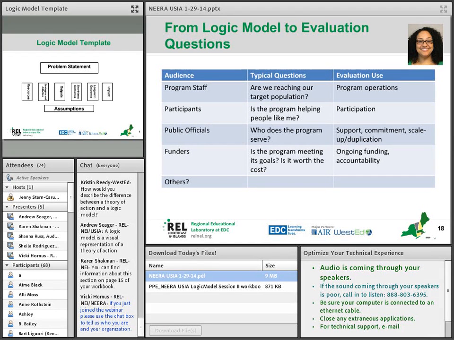Another good example is if your audience is the funder. And let's say, for the College Ready program, the funder is the Gates Foundation. They're going to ask questions that are going to determine if funding the program is a good use of their money. They're going to want to know, what are your goals? Are you meeting those goals? And are the costs worth it? So hopefully this gives you a good idea in thinking about your audience and the types of questions that they would have in order to answer any evaluation questions. So now I'm going to turn it over to Karen.